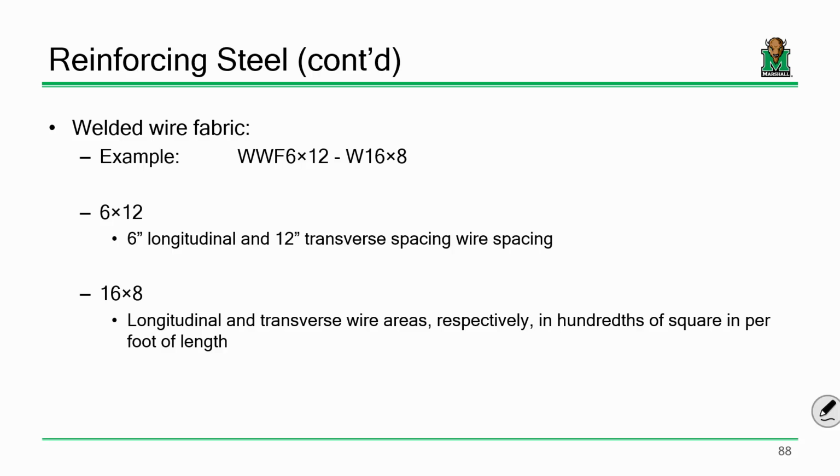The little bit about the notation: the first value, 6x12, is about the longitudinal and transverse spacing of the bars, and the second value, like the 16x8, are the areas of the bars. So you can specify the different areas and the different spacings and what have you. But we're not really going to deal much with it.